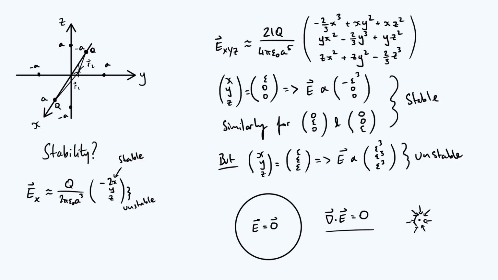Imagine a little spherical surface there, for example. All of the electric field arrows, if you wanted to have a stable equilibrium, would have to be pointing inwards, but that contradicts Maxwell's equation here. So this is not possible in electrostatics at all, which is kind of an interesting result.